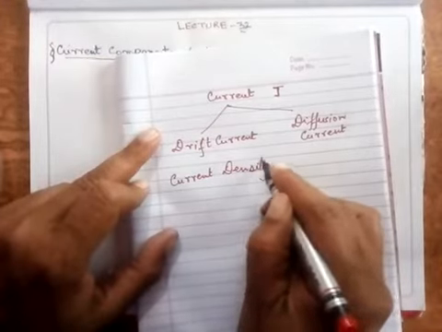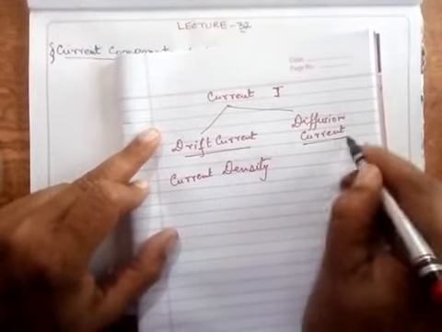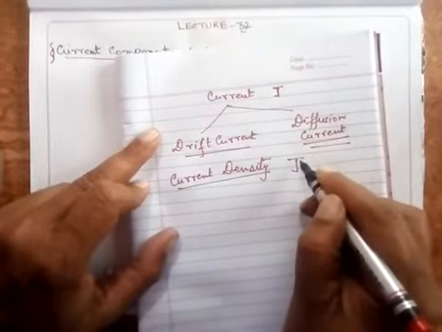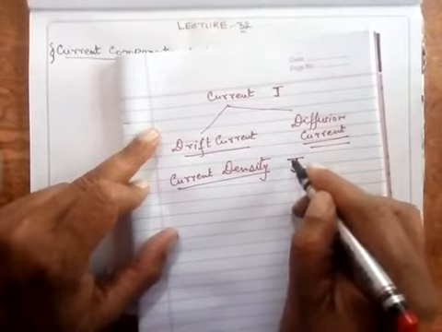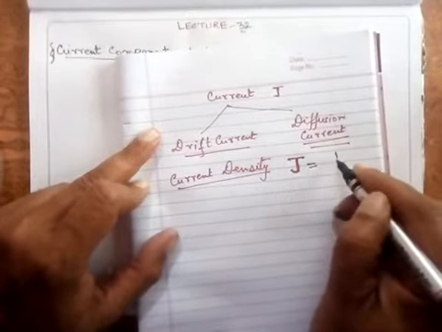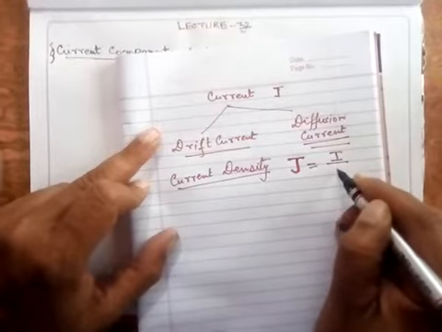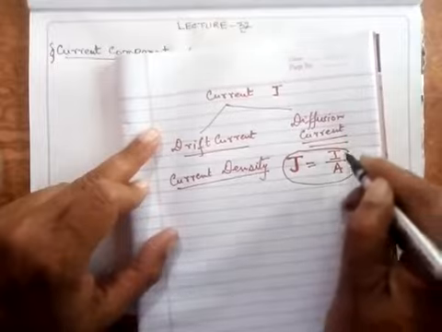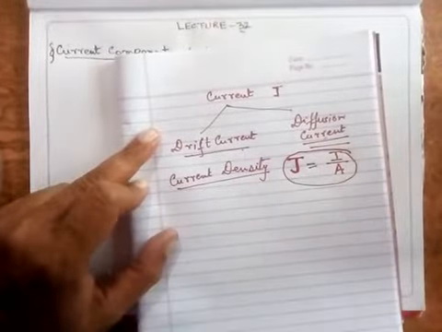I will discuss the current density, whether drift current density or diffusion current density. This current density is represented by the letter J, and this J is the current flowing per unit area. That is called the current density. So we'll discuss the drift current density and diffusion current density. So it is in two parts.